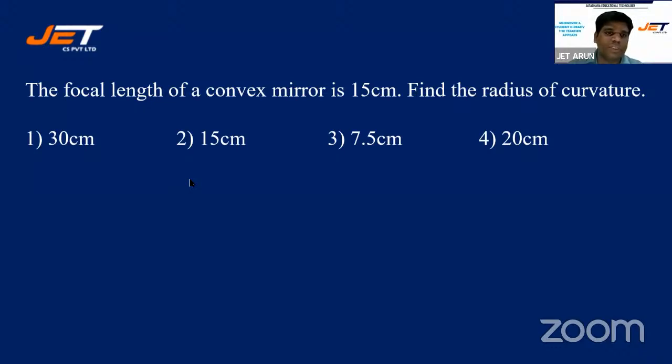How did one student get 7.5? Be careful, students. How does option 3, 7.5, come? You are doing focus F by 2. And that option is also present, unfortunately. Two students have answered 3. Please correct yourself, students. It is supposed to be 30. Right? R is equal to 2F.